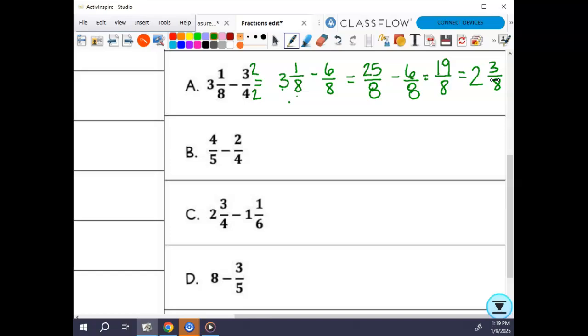So that's an instance where you would want to change it to an improper fraction. But again, you don't necessarily have to. You could wait and see if you need to, or you could just do it, whatever you're more comfortable with. Okay, what would you make your common denominator on B?